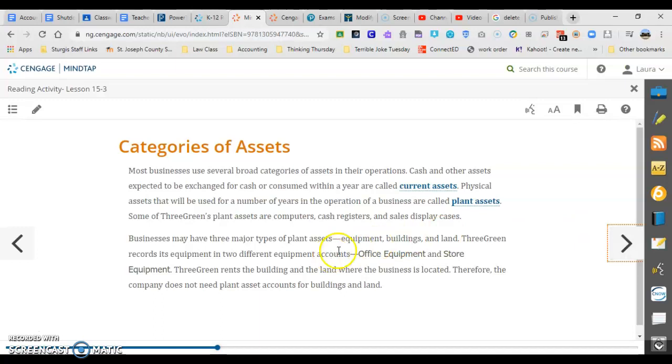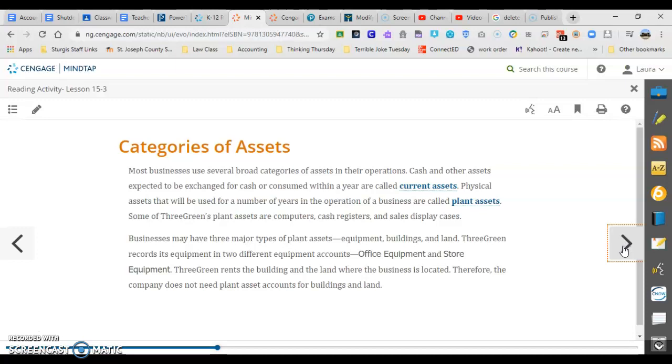Cash and other assets that you expect to be exchanged or consumed within the year are called current assets. Other assets are things that you're going to use for a lot of years, for example cash registers or computers. Those are called plant assets. Three major types they talk about are equipment, buildings, and land.